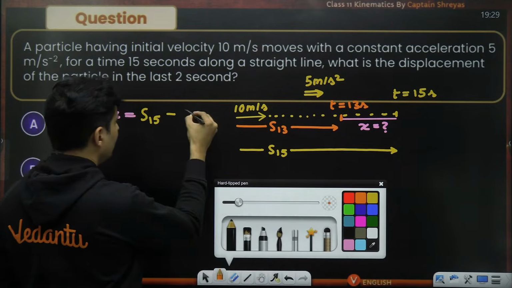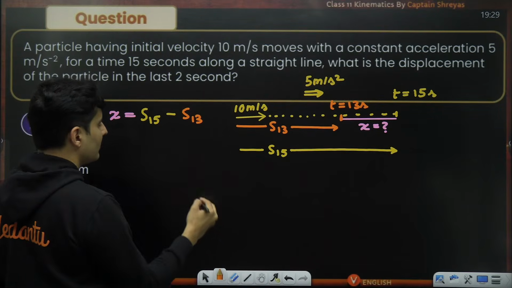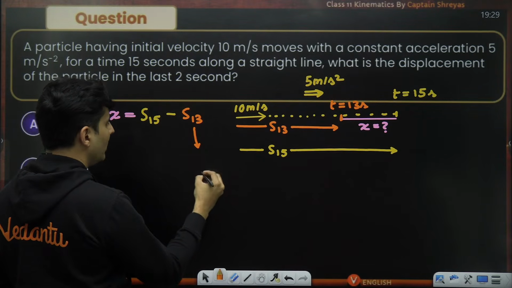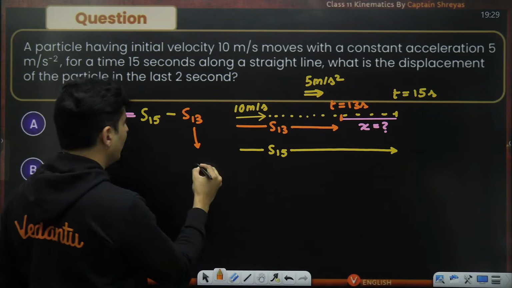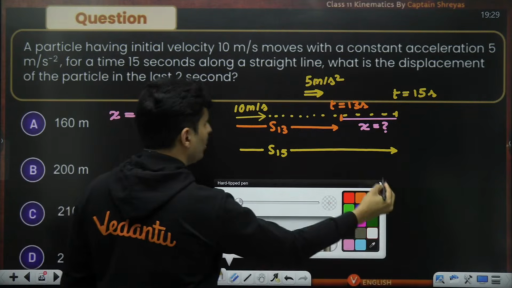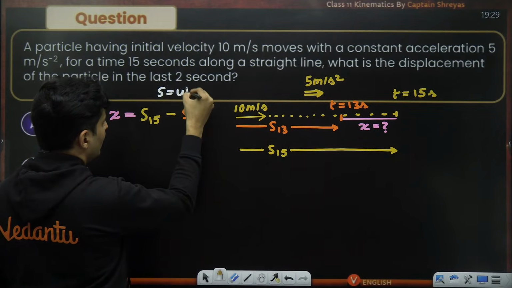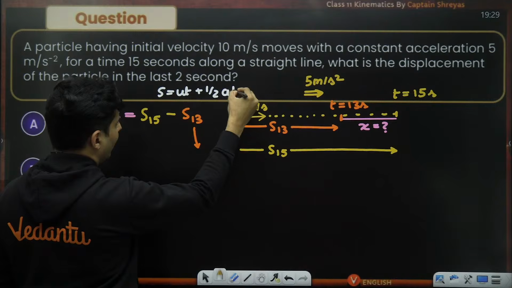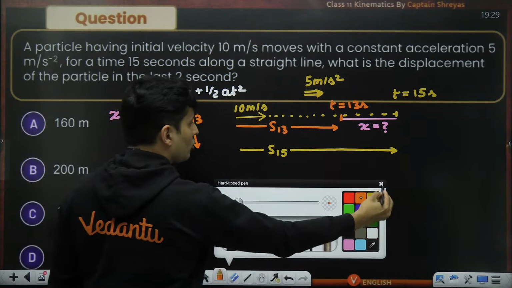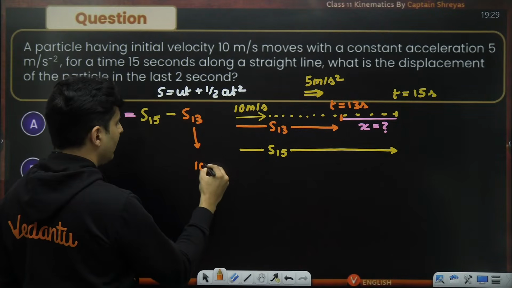So minus displacement in 13 seconds. So how much is this going to be? Use ut plus half at square. We are just going to use which equation? S is ut plus half at square. That's all. So initial speed is 10.